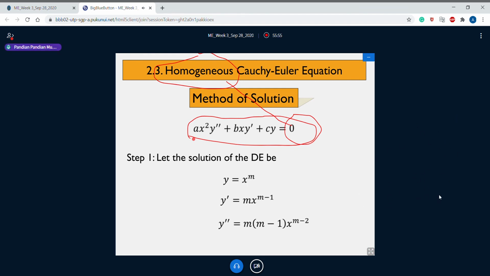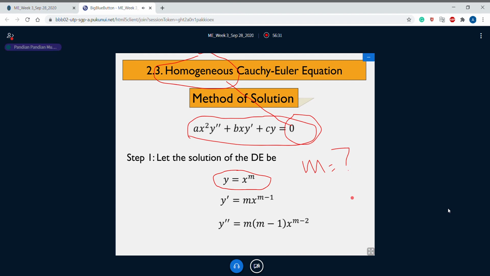So where do we start? What assumption do we make? Where is the starting point? The starting point is y equals x power m. Just now for constant coefficient, you start with y equals e to the power mx. But for the Euler-Cauchy, it is totally different. y equals x power m is the solution. But what is m? We have to find it. Our job is to find the m value. What is the m?